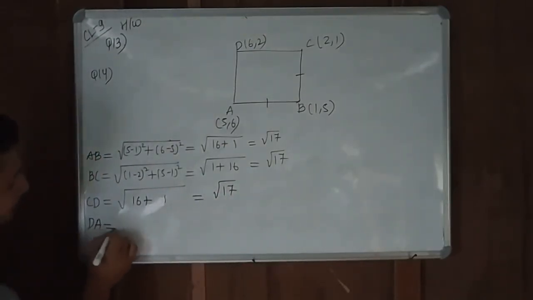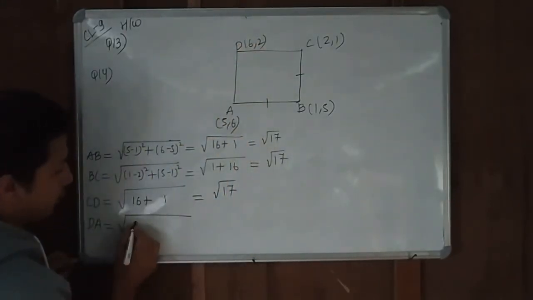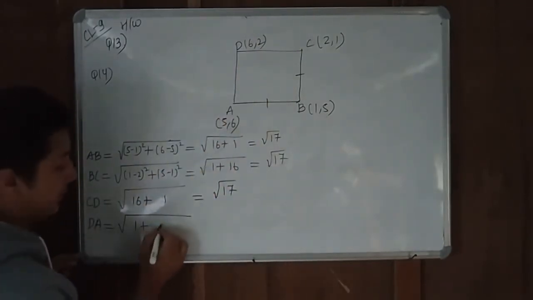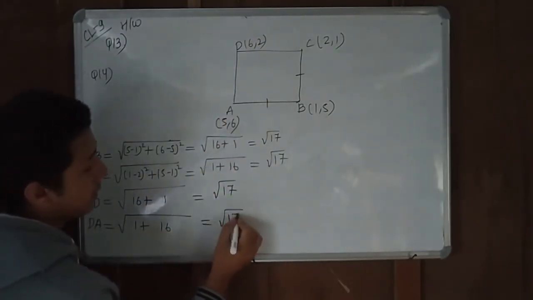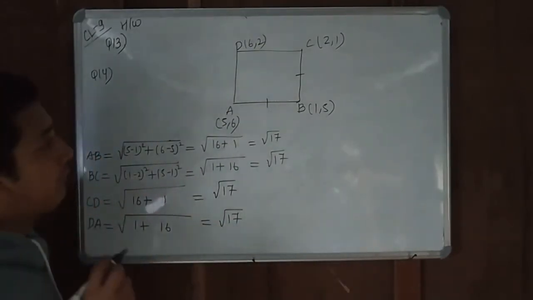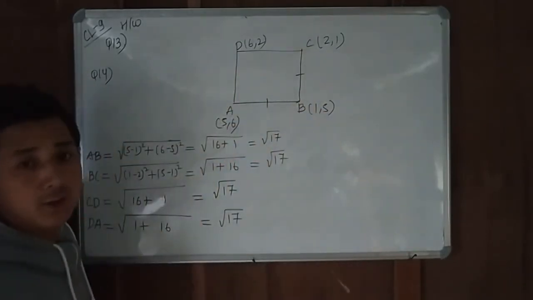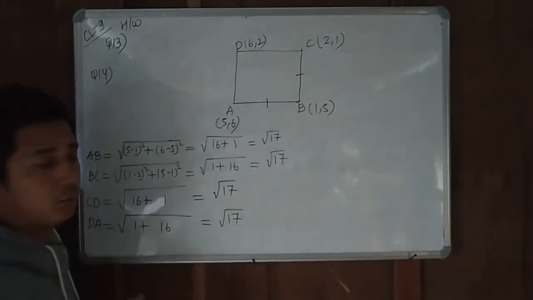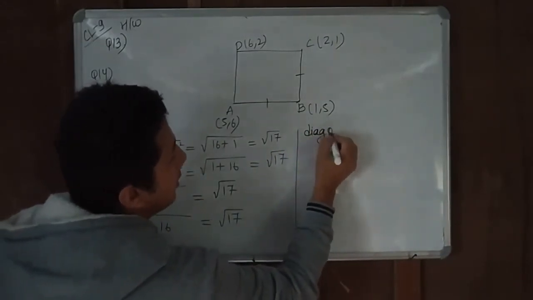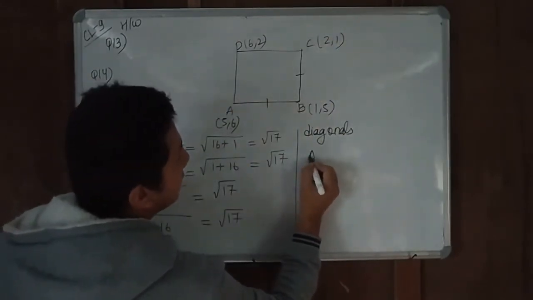DA. Now DA: 6 minus 5, 1 squared, so 1, plus 2 minus 6, minus 4 squared, 16. So root over 17. Not only till here. Remember boys, if it is a square, then the diagonals are also equal. The diagonals also have to be equal. So let us calculate the diagonals now.